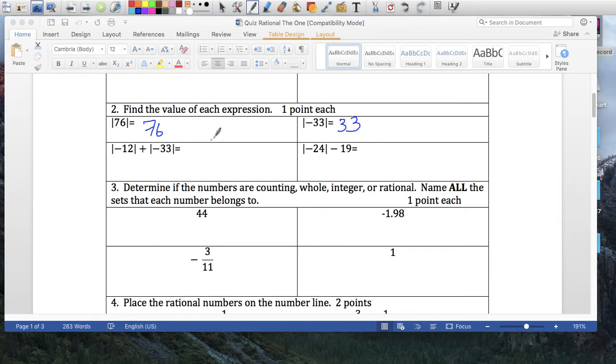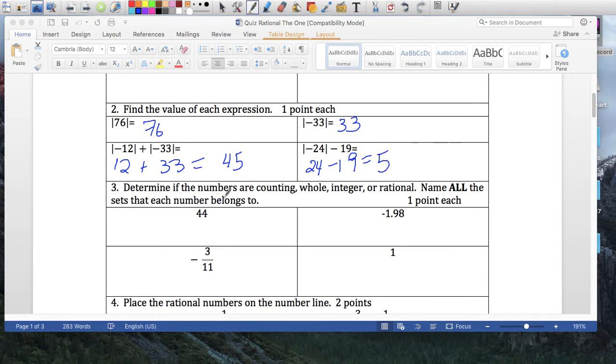And for the next ones, you actually have to find the absolute value before you add or subtract. So this one, the absolute value of negative 12 is 12. Absolute value of negative 33 is 33. And when you add that, you get 45. Absolute value of negative 24 is 24. Now I can subtract 19, and I get 5.